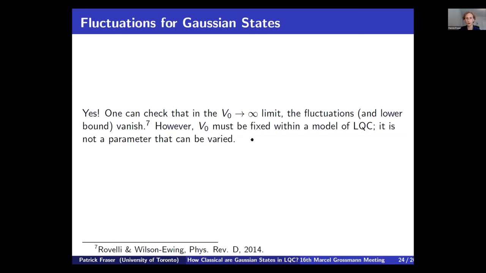However, there's an important remark here, which is that even though we get this asymptotic behavior, in any given fixed model of loop quantum cosmology, because we've imposed this regularization procedure, we have to fix V naught. So V naught has to take on some fixed finite value. You can look at what happens to your model as that value changes and you go to new models with larger fiducial volumes. But nevertheless, it has to be fixed within a given model and it has to be some finite value. So you can't actually reach the V naught to infinity limit.